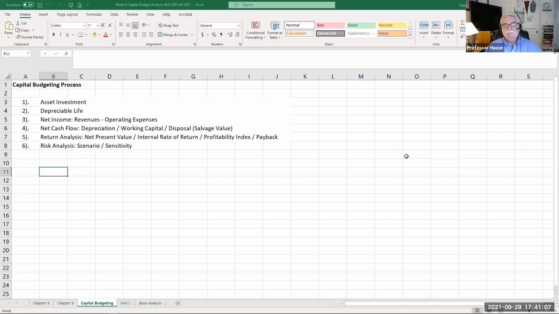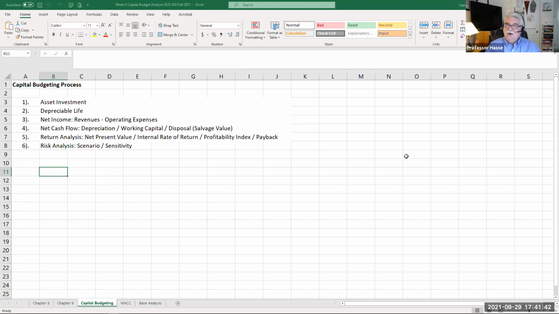All right, let's get back to that spreadsheet. This is what we're going to be doing tonight. And again, if you're not a numbers person, this can be very intimidating, and I understand that. But if you're a business major, you've got to know how to do this. Your capstone class, the last class you're going to have in your business program, will refer to something like this. And this is what a capital budgeting process is all about, discussed in chapters 8 through 12 of your textbook.